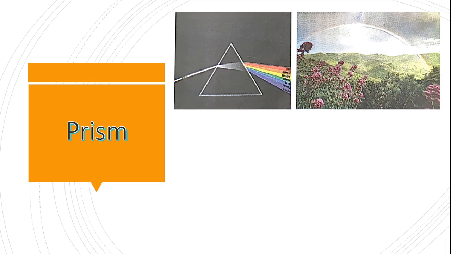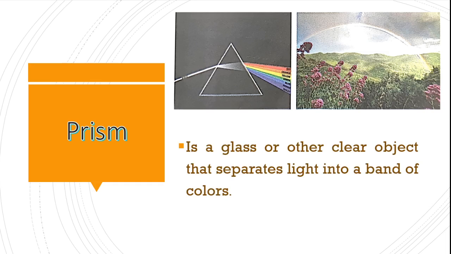Prism is a glass or other clear object that separates light into a band of colors. When the sun is out and raindrops fall on the ground, what do you sometimes see in the sky? Do you see a rainbow? A rainbow forms when raindrops act as a prism.